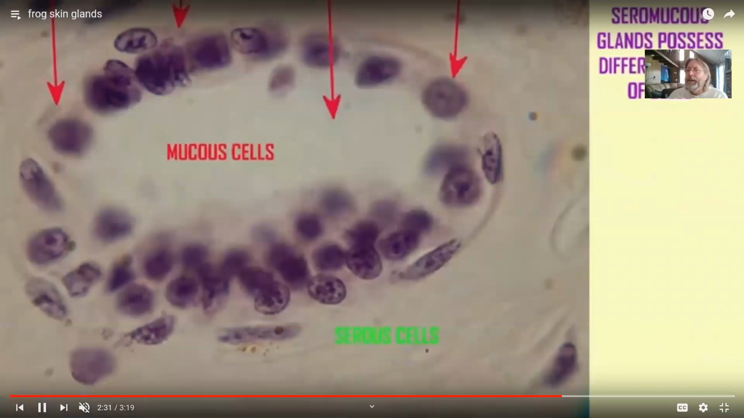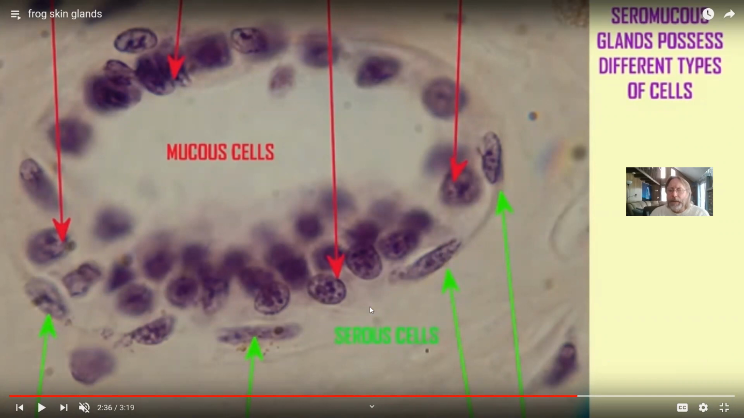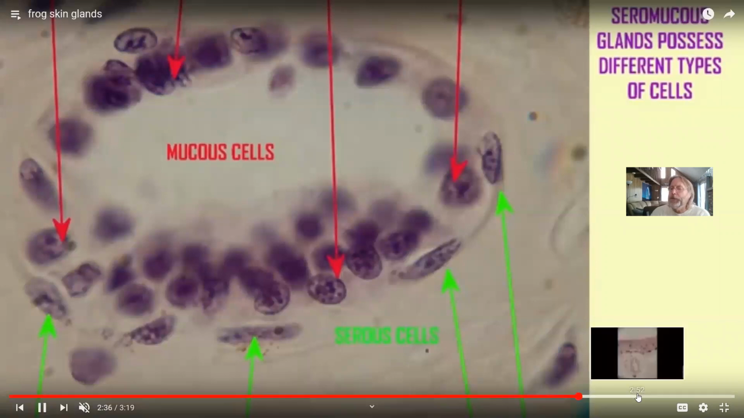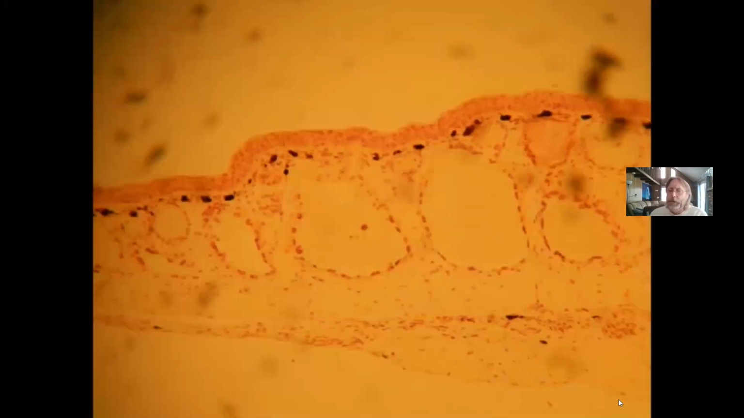All right, and in addition to serous glands, there are seromucous glands, which are similar, but in addition to having these cuboidal cells, there are then squamous cells underneath that, so they have different cell types. All right, so then just in general, going to amphibians, they produce waxes, they keep the skin moist, they can produce toxins to deter predators.